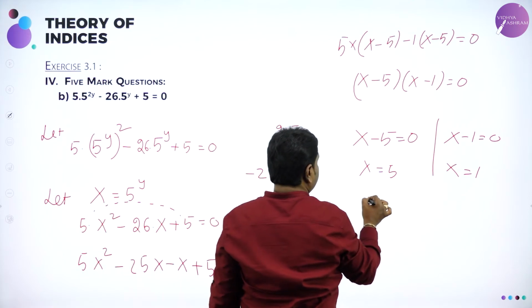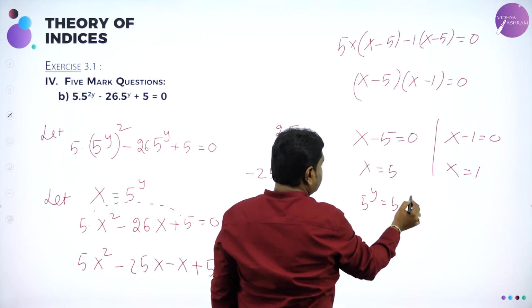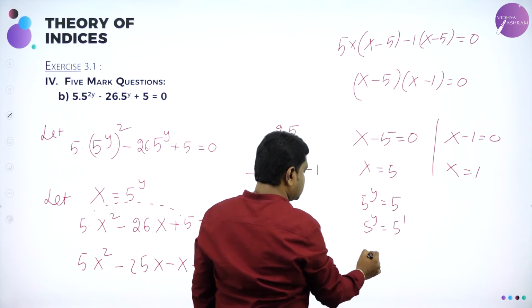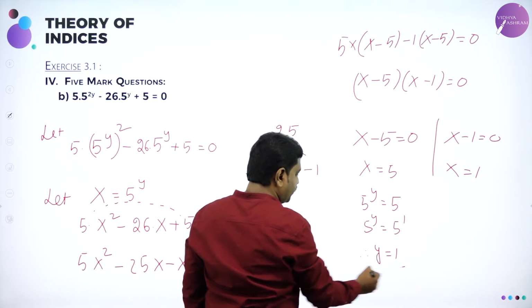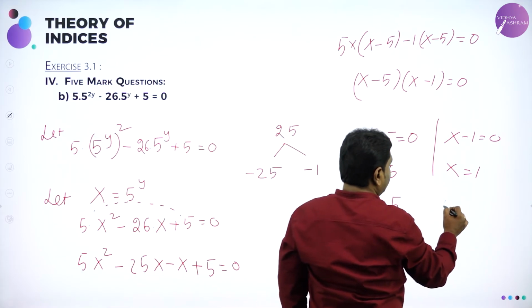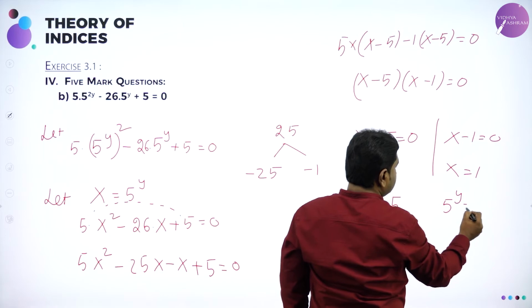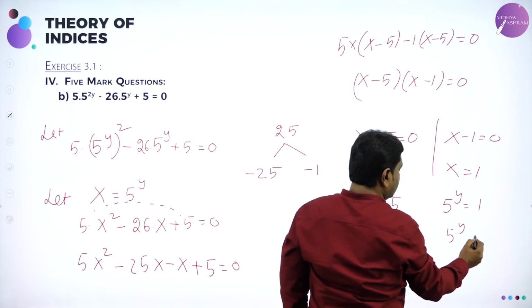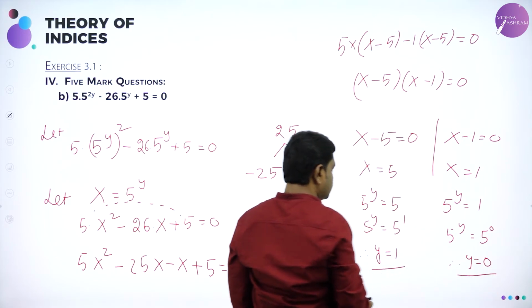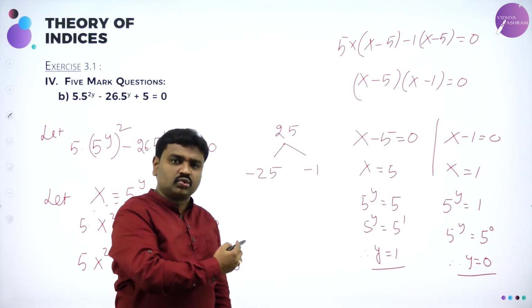And what is the assumption? What is x? 5 power y. 5 power y is 5, so 5 power y is equal to 5 power 1, bases are same, therefore y is 1. Solve means find the unknown. Unknown in the given problem is y we got. Here 5 power y is equal to 1. So you know anything power 0 is 1, therefore y is 0. Two solutions, y is 0 and y is 1. These are the two solutions.